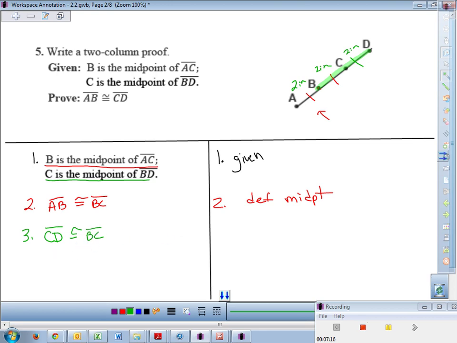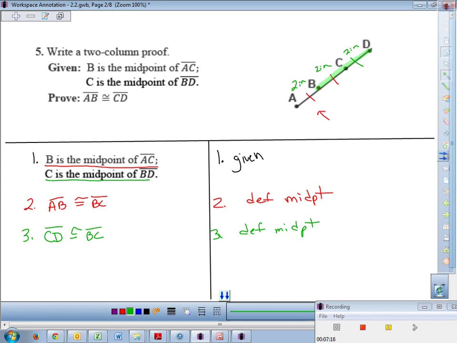How come we marked it? Why did I mark it? Because of this. Didn't they tell me so right here? And isn't that what that word means? So what's our justification? Definition of midpoint. If they give you 2 midpoints, you should use the definition of midpoint twice. That's how it works. It's just that simple. If they give you a midpoint, you will use the definition of midpoint. If they give you 2 midpoints, you will use the definition of a midpoint twice.